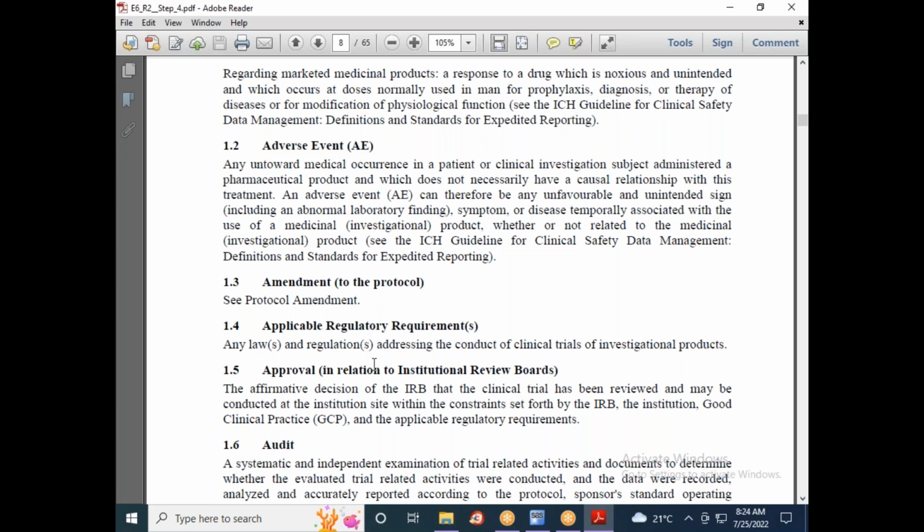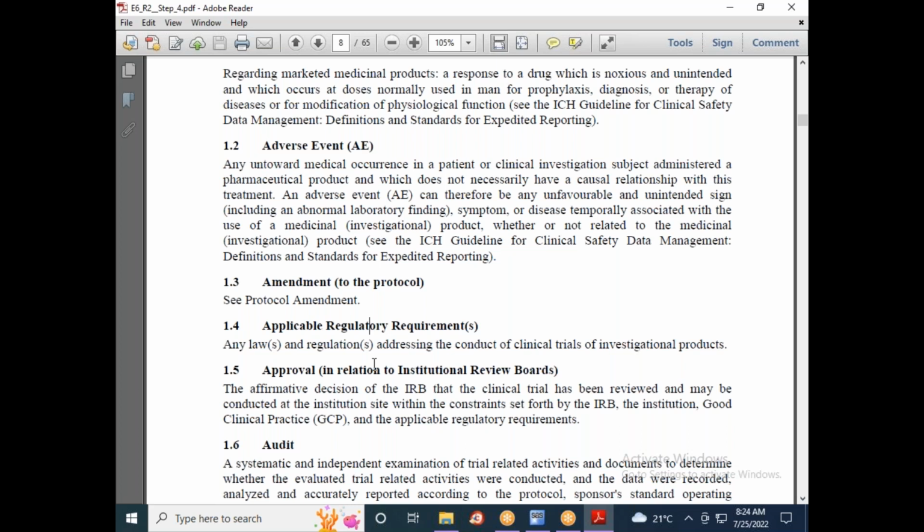So regulatory authority in India, if anybody wants to sell their product in India, they have to take approval from CDSCO, correct? Yes or no? Yes, sir. Right. So these are all regulatory authorities. You have to take approval from all these authorities.